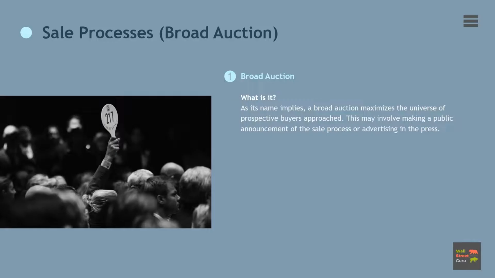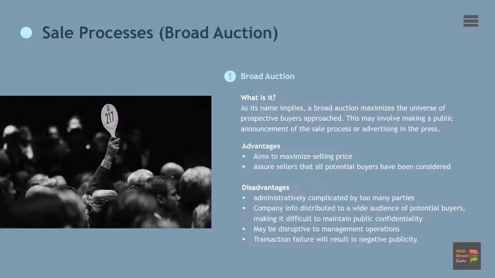As its name implies, a broad auction maximizes the universe of prospective buyers approached. This may involve making a public announcement of the sale process or advertising in the press. This approach attempts to contact dozens of potential bidders, comprising both strategic buyers, potentially including direct competitors, and financial buyers such as PE firms. The advantage of this method is clear. By casting as wide a net as possible, a broad auction is designed to maximize competitive dynamics, thereby increasing the likelihood of finding the best possible offer.